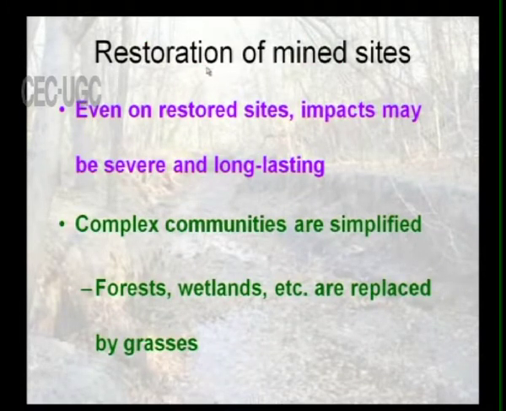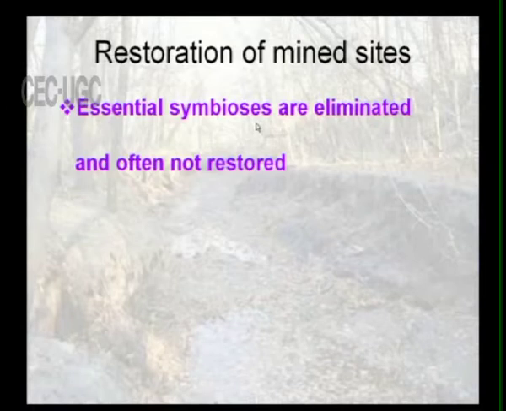There are some problems of restoration of mined sites. Even on restored sites, impacts may be severe and long lasting, and the complex communities are simplified; forest, wetlands, etc. are replaced by grasses. That means it is not possible that the previous environment will come back. But anyhow, that complexity will come down, and now new habitats, new plants and new animals will start residing there, and therefore, it is not always possible that the mine site will go back to its historic position. The essential symbioses are eliminated and often not restored. Symbiosis means there is a connection between the plants and animals, so that exact symbiosis will not return, and therefore, it may not restore the previous condition.